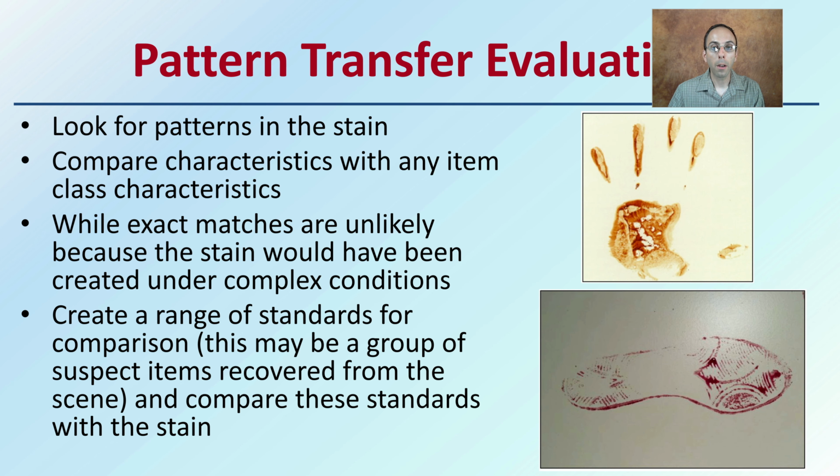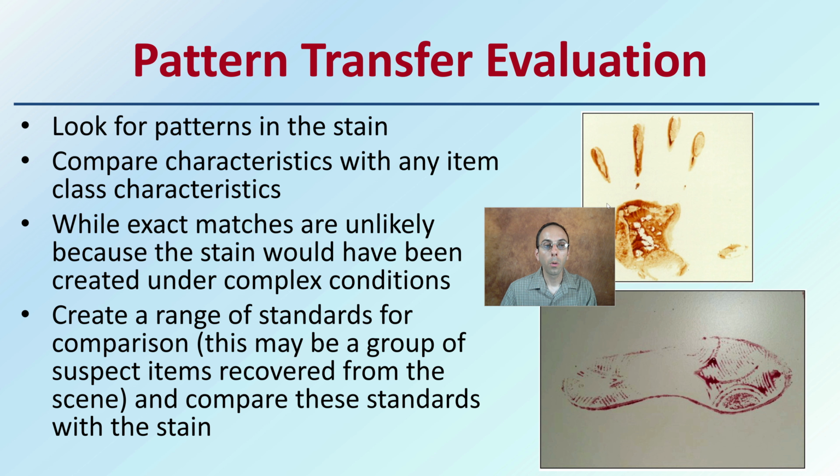We also have the pattern transfer evaluation here, where we want to look for patterns within the stain itself. So we want to compare characteristics with any item, class characteristics. While exact matches are unlikely in this type, because the stain would have to have been created under complex conditions, it can provide class evidence. The goal is to create a range of standards for comparison, as this may be a group of suspect items recovered from the scene, and compare these standards with the stain. A good example of that would be a shoe print pattern.